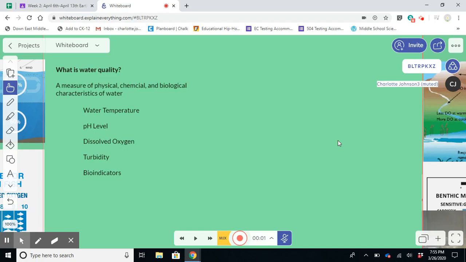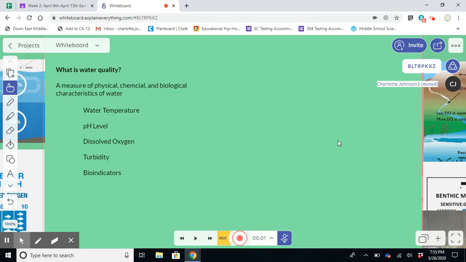Hey guys, so our main focus this week is on water quality. And when we're talking about water quality, we're talking about the measure of certain physical or chemical and biological characteristics of water. These might include properties like water temperature, the pH level, how much oxygen is in the water, how much sediment, and whether or not organisms can live in the water.